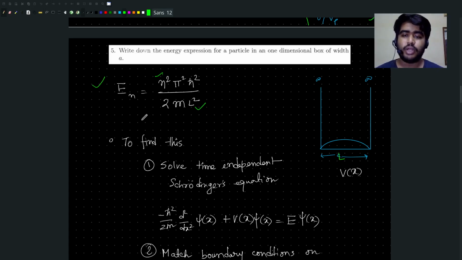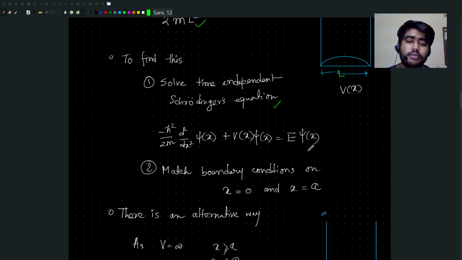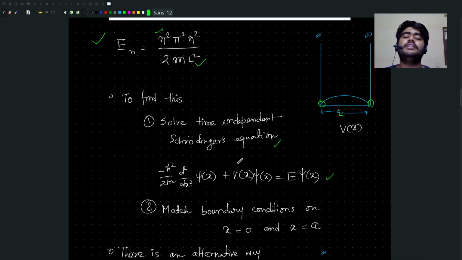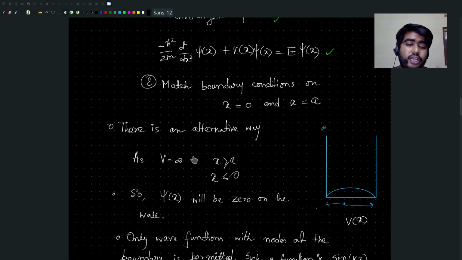Okay, so to write this, we have to solve the time independent Schrodinger equation, which is given by this expression, and then we also have to match the boundary conditions at x equal to 0 and x equal to L. Okay, so after doing all these steps, this gives you the condition that the energy will be of this form. Okay, but there is another alternative and enlightening way, which I'll be demonstrating to you.